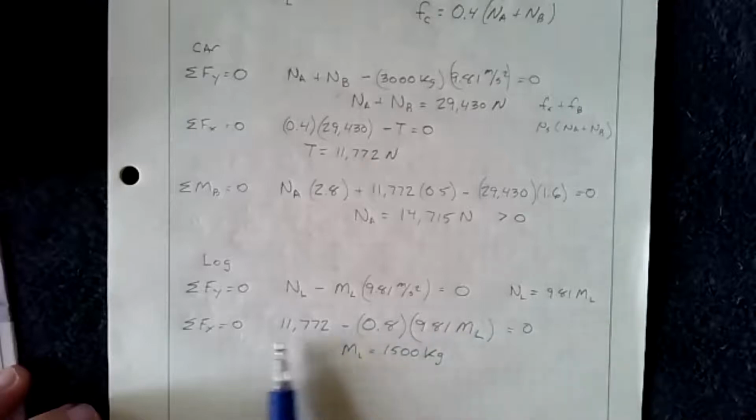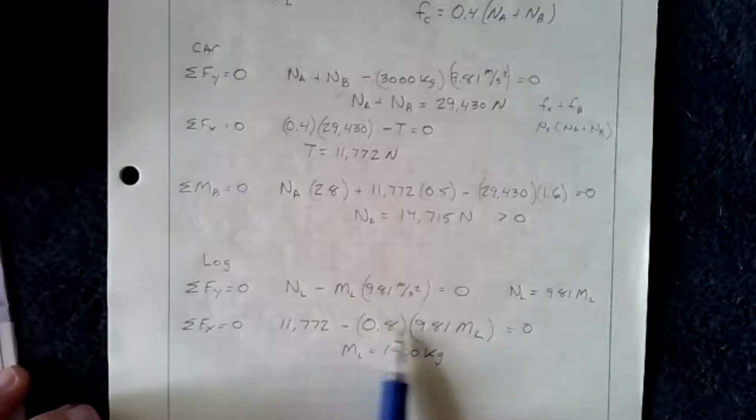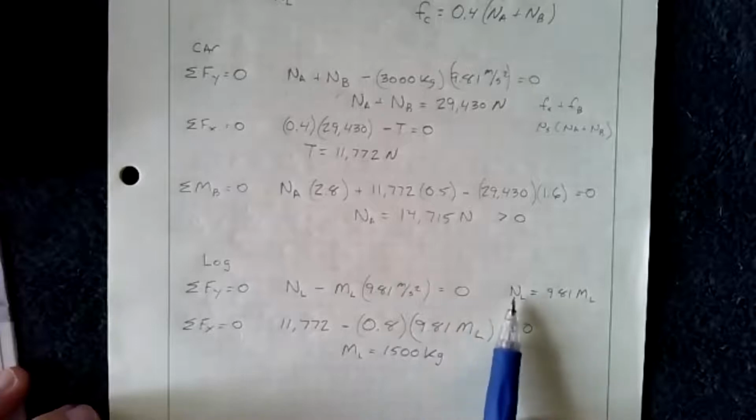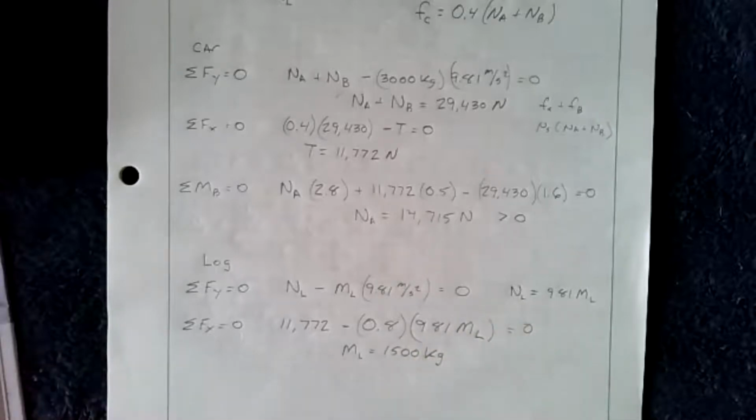So we come down here and we say, well, the sum of the forces in the x, that's going to be the tension minus the friction force. Well, what's the friction force? It's the coefficient of friction times the normal force. So we plug that in and we solve, and we get a mass of 1,500 kilograms. So anything more than 1,500 kilograms, the car is just going to sit and spin.